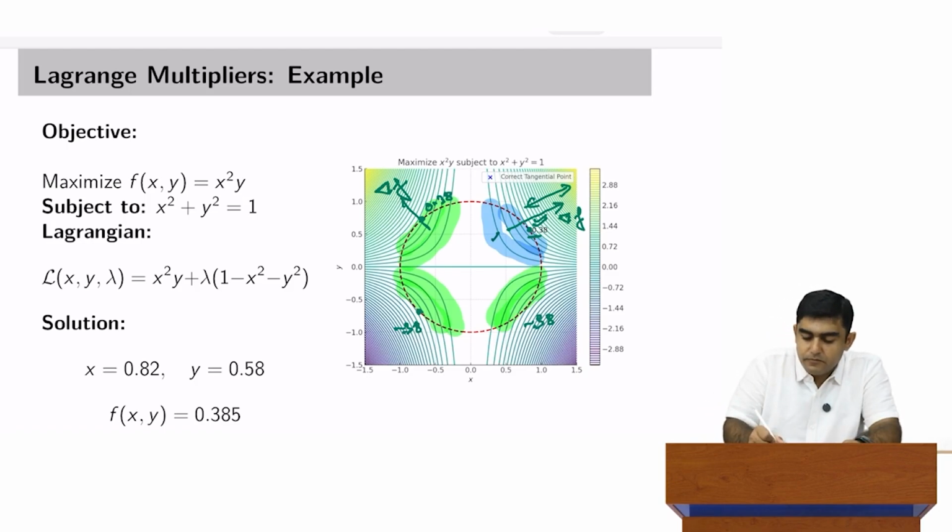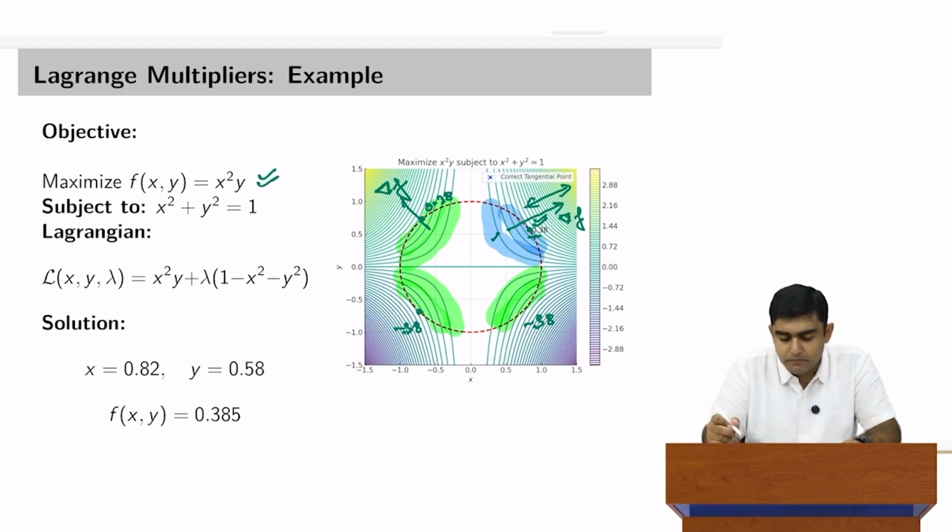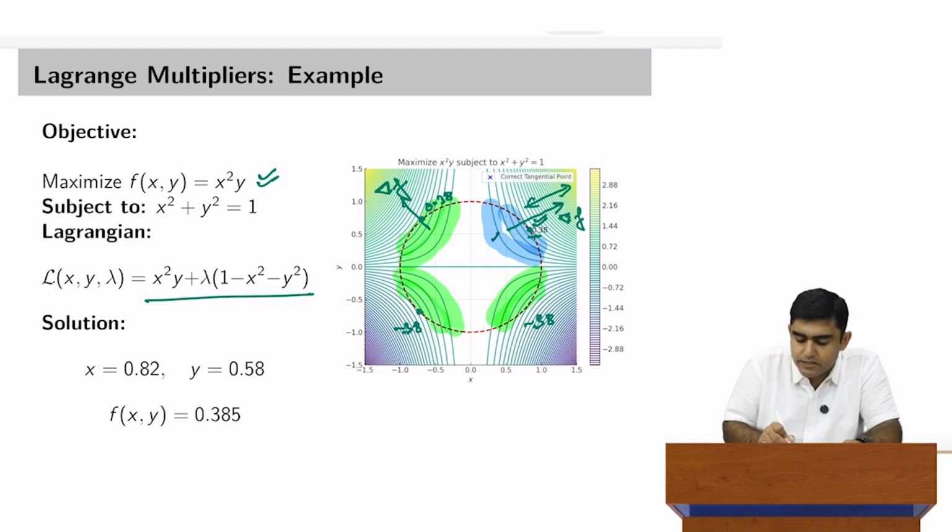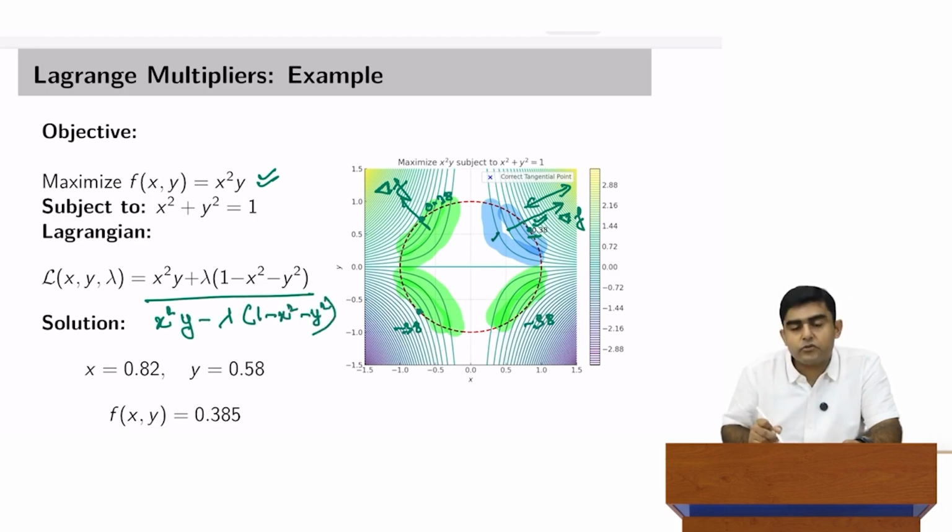Now, summing this up into our mathematical framework, our objective function was x square y subject to x square plus y square equal to 1. We write a Lagrange function as x square y plus lambda times (1 minus x square minus y square). In some books, you will also see it written as x square y minus lambda times (1 minus x square minus y square). In case of equality constraints, this will not create a problem because lambda is unrestricted in its sign, whatever sign you give to it. So, these two conditions are equivalent to each other, the only thing is that the sign of lambda would be different.